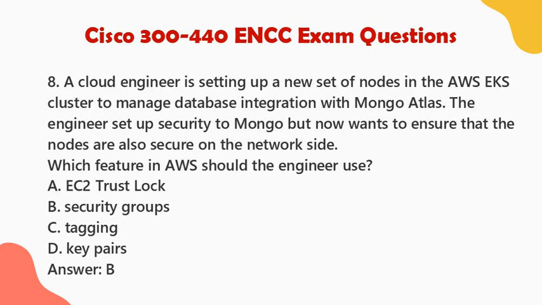8. A cloud engineer is setting up a new set of nodes in the AWS EKS cluster to manage database integration with MongoDB Atlas. The engineer set up security to Mongo but now wants to ensure that the nodes are also secure on the network side. Which feature in AWS should the engineer use? A. EC2 Trust Lock. B. Security groups. C. Tagging. D. Key pairs. Answer: B.